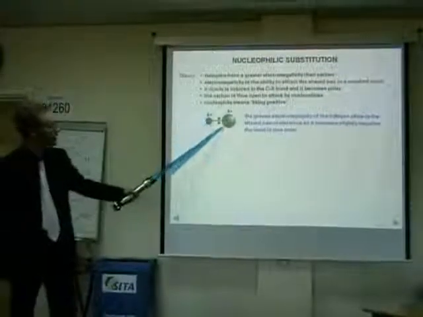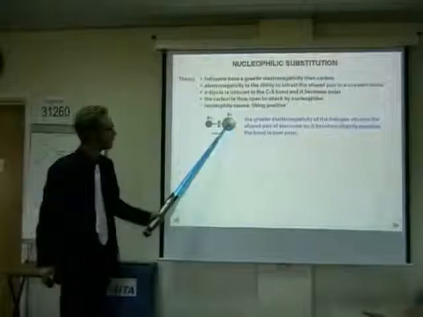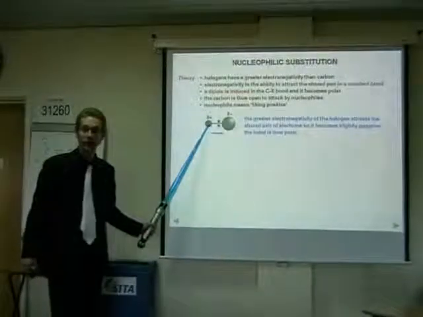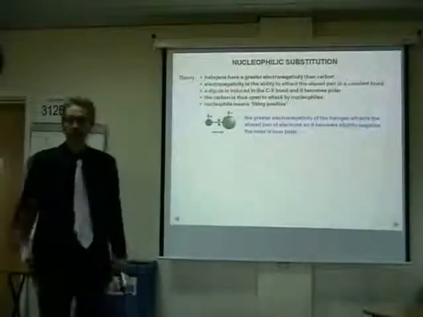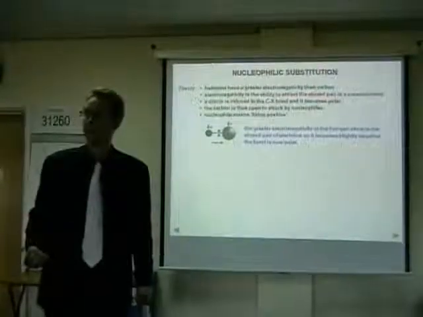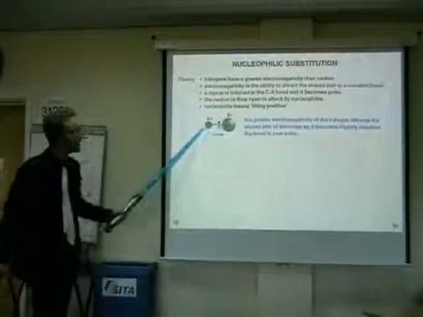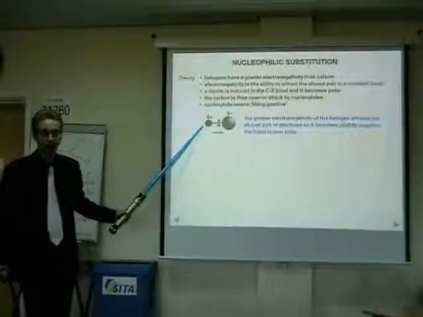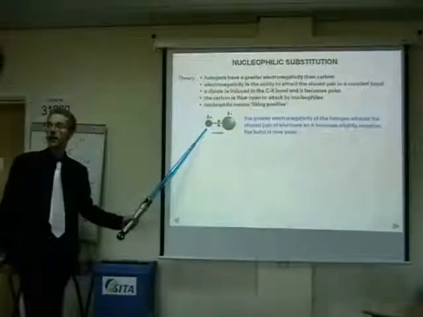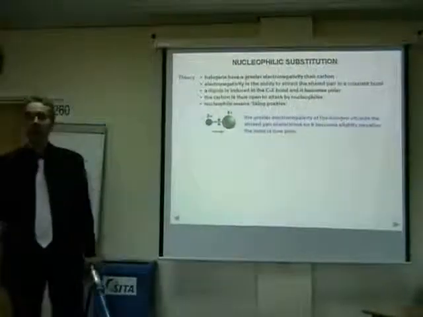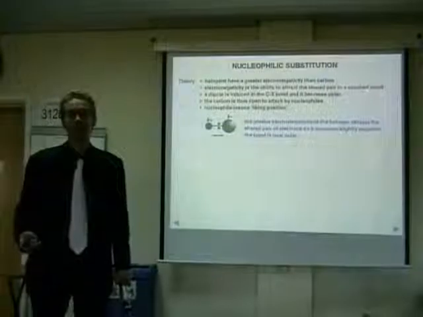So, let's talk about a carbon attached to a chlorine. The chlorine is more electronegative than the carbon. You happy with that? Which means this end becomes slightly negative. If that end becomes slightly negative, that end becomes slightly positive. And if that end's slightly positive, it means it's open to an attack by a nucleophile.